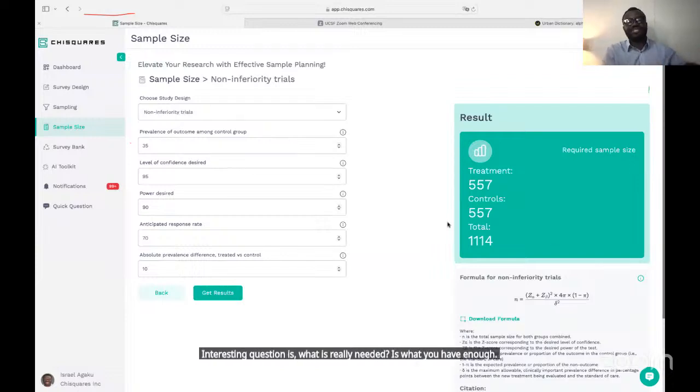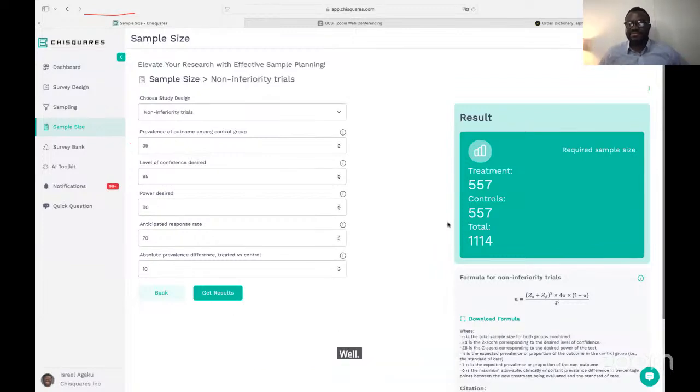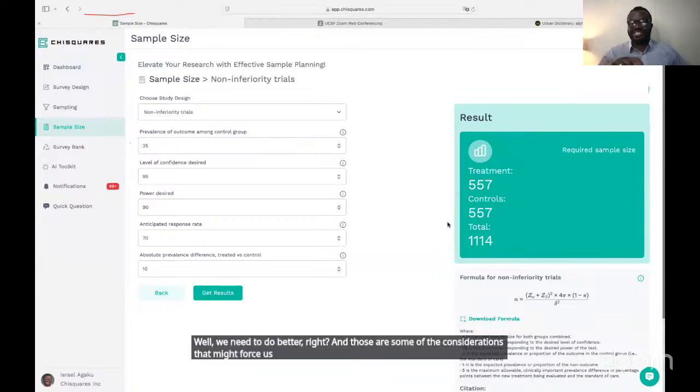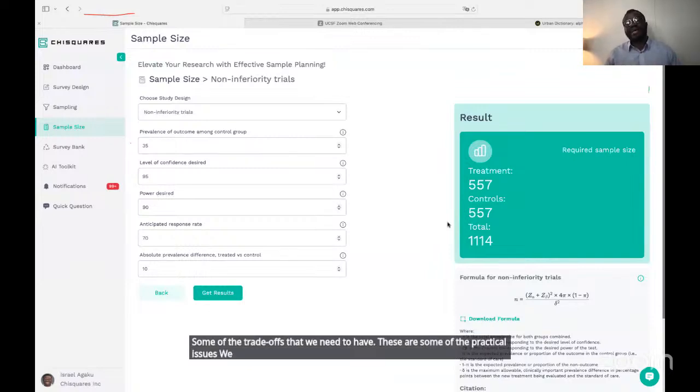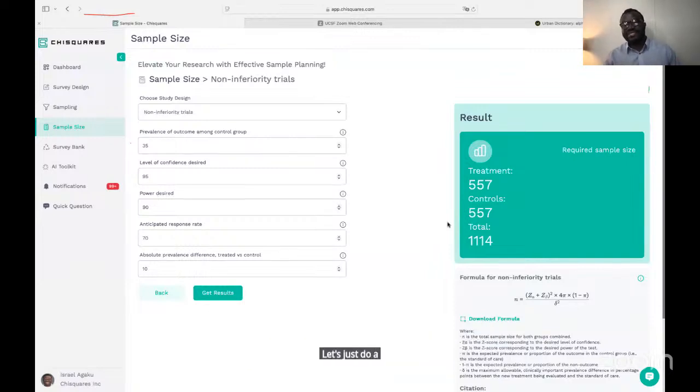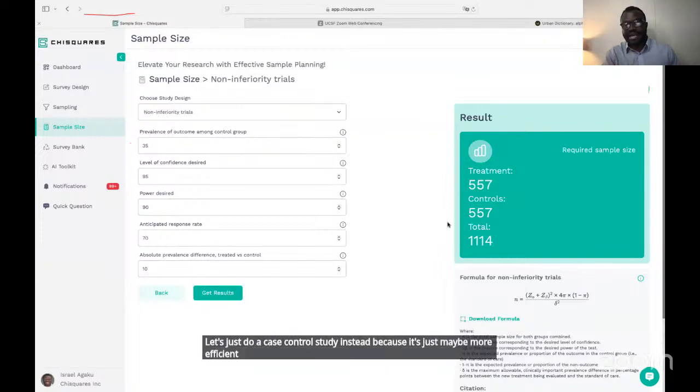So it's not that we just accept what you have hook, line, and sinker and say, oh, awesome, you're good to go. Well, we need to do better, right? And those are some of the considerations that might force us to see, should we now do a case control study instead? Because it's looking like this is going to be very complicated. Those are some of the trade-offs and practical issues we need to look at, and say, okay, let's just do a case control study instead, because it's maybe more efficient.